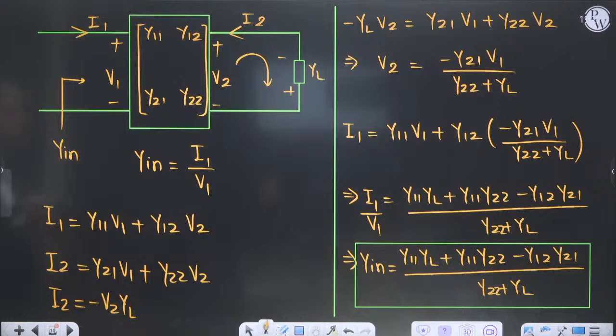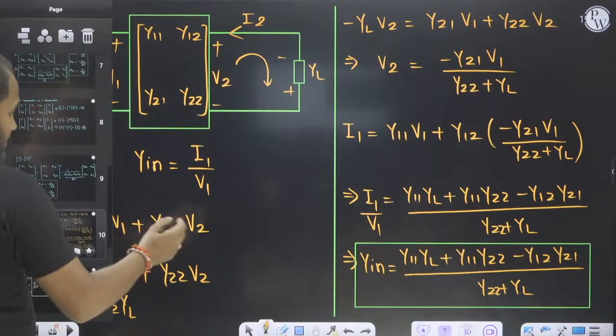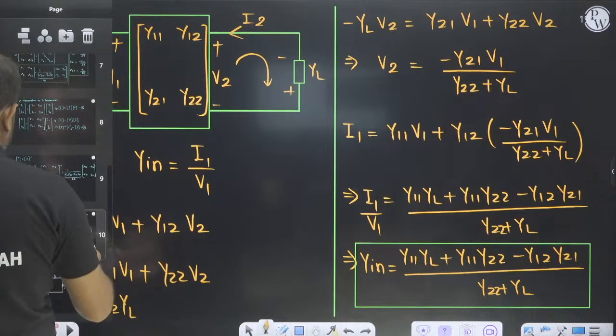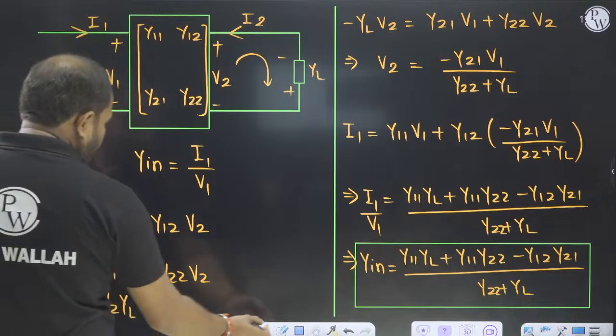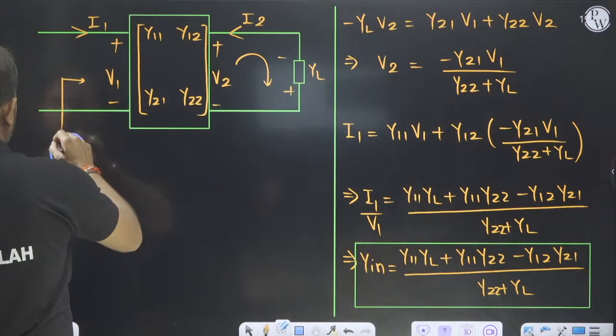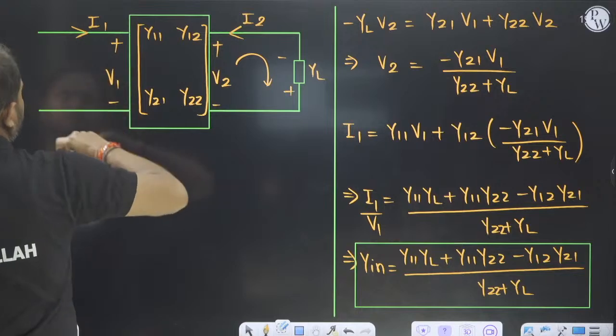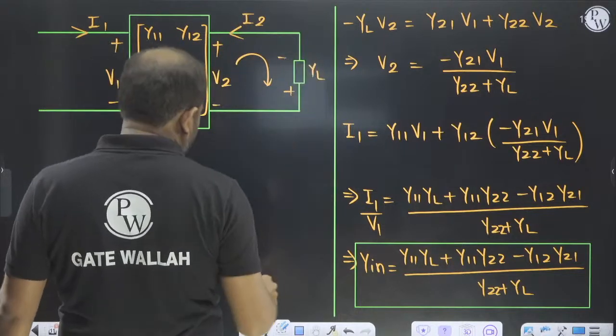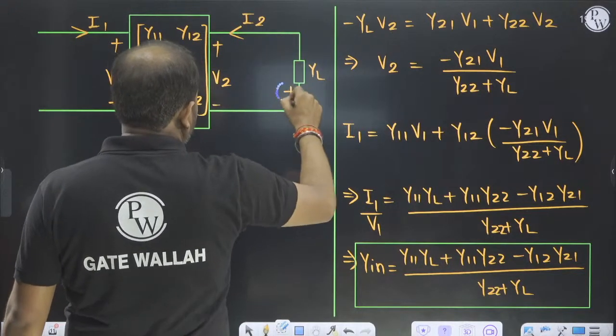In the first class we studied a question like this. Second one is, if we replace this condition in the input side, what will happen?